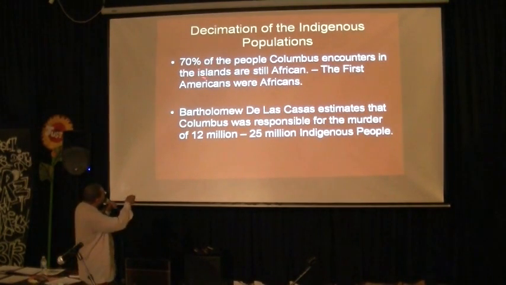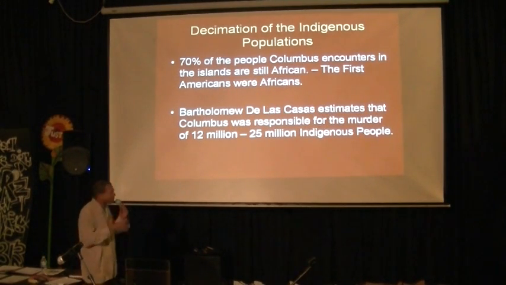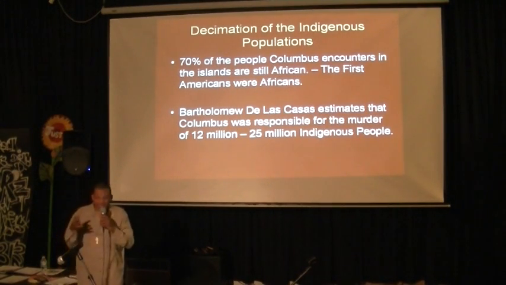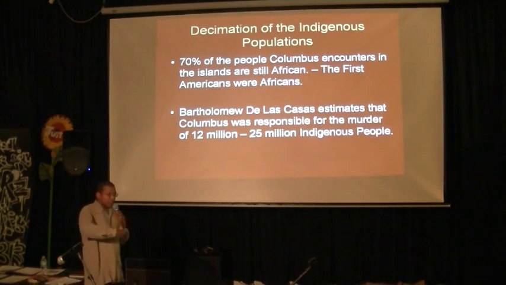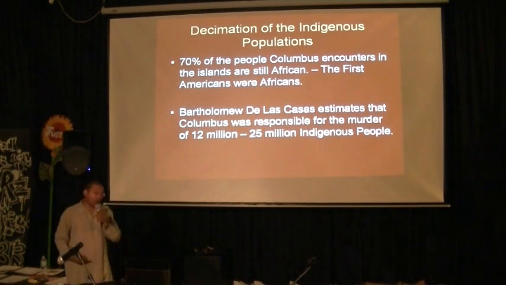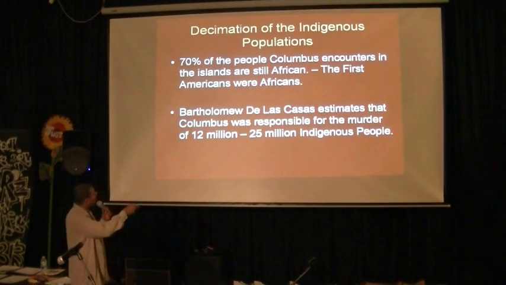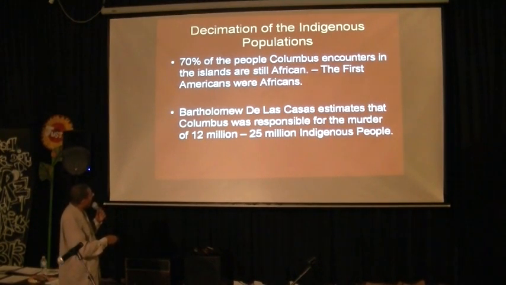The first Americans were Africans, documented evidence with Dr. David Imhotep. He talks about how 70% of the people that Columbus encounters are still African. We know you have some intermixing and you have the offspring of Native Americans, but still you have Africans all throughout these areas. So 70% of the people he encounters were still African at that time.